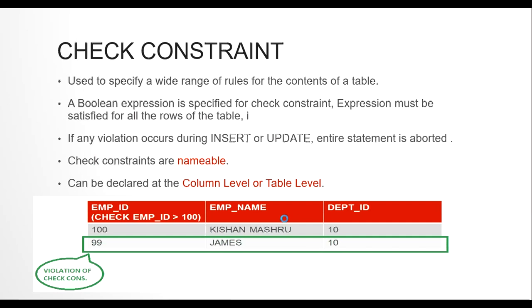Say in this case we specify that employee ID should always be greater than 100. If we try to insert a record with employee ID 99, that is a violation of the check constraint, and the statement will simply get rolled back and you cannot execute it.